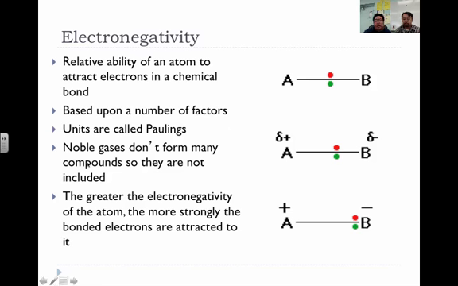Noble gases do not show up in this trend because they don't form bonds with anything, so there's nothing to measure. And basically, the greater the electronegativity an element has, the more strongly the electrons will be drawn towards it when it forms a bond. So you'll see that highly electronegative elements tend to be negatively charged ions under the right circumstances.